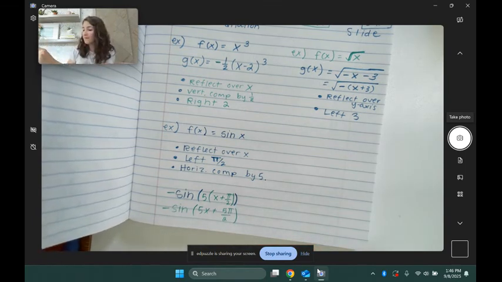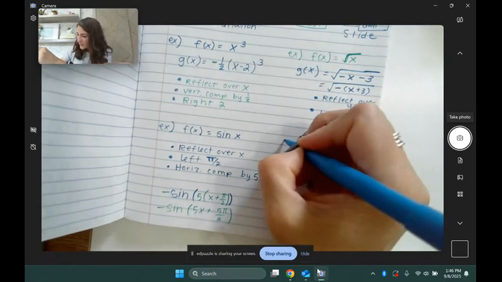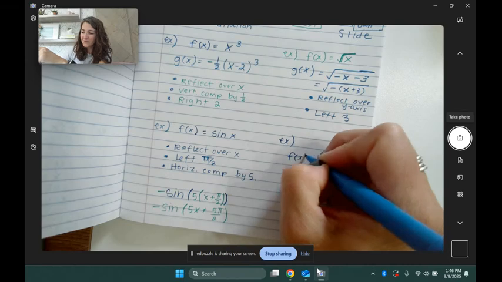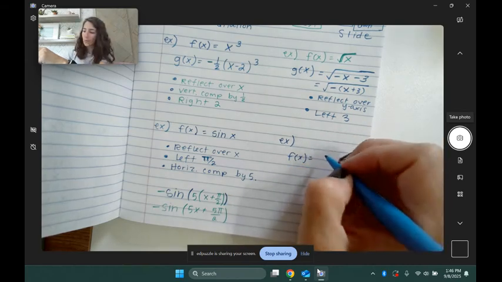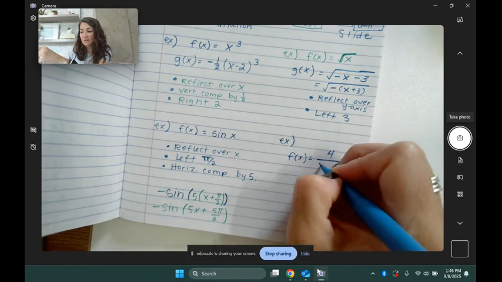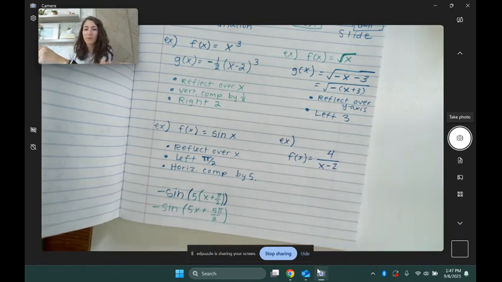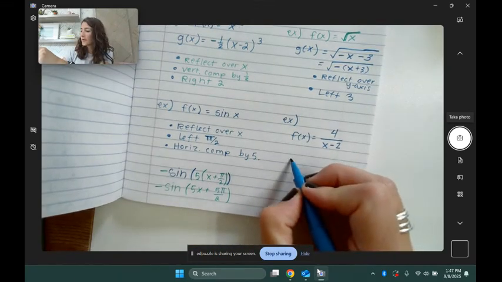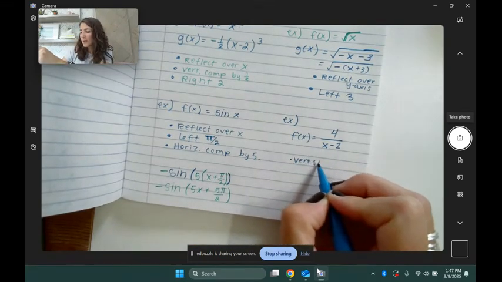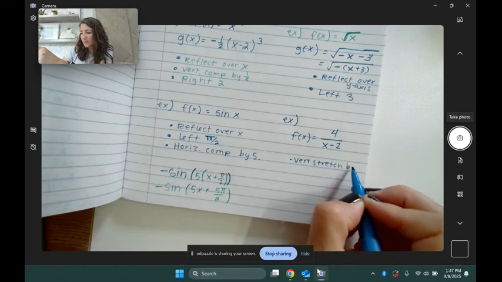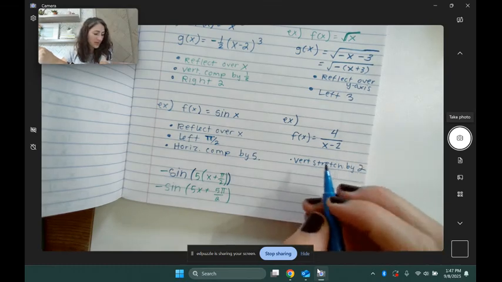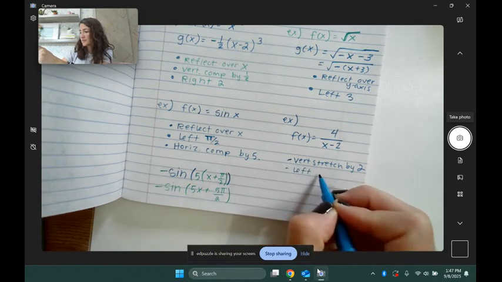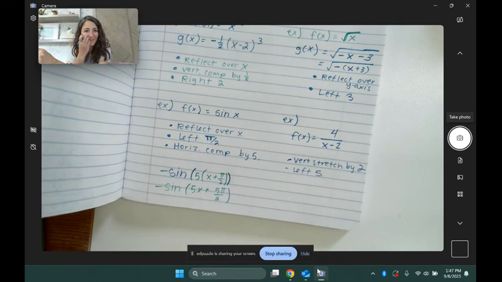Okay, and for my very last example here, I don't always have to start with a parent. So let's say I started with a rational function here, and I wanted you to do a vertical stretch by 2 and move this function to the left, I don't know, 5, something like this.